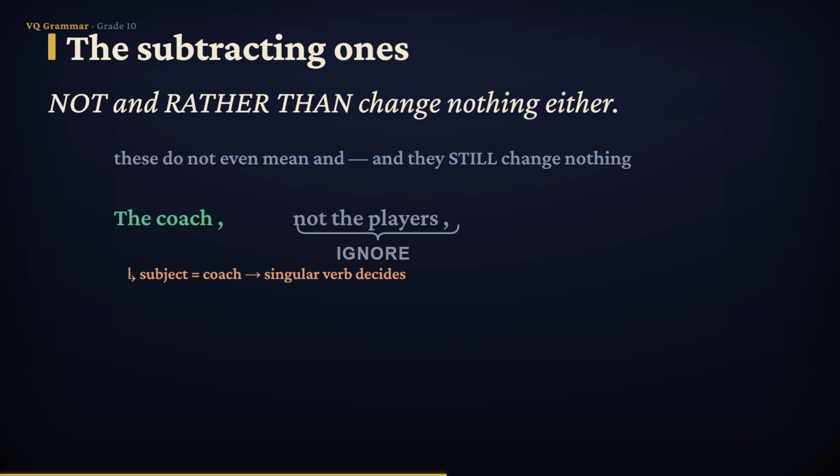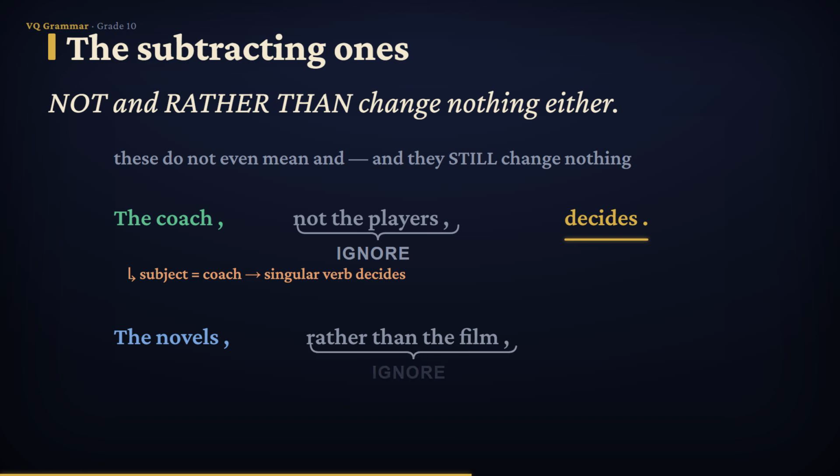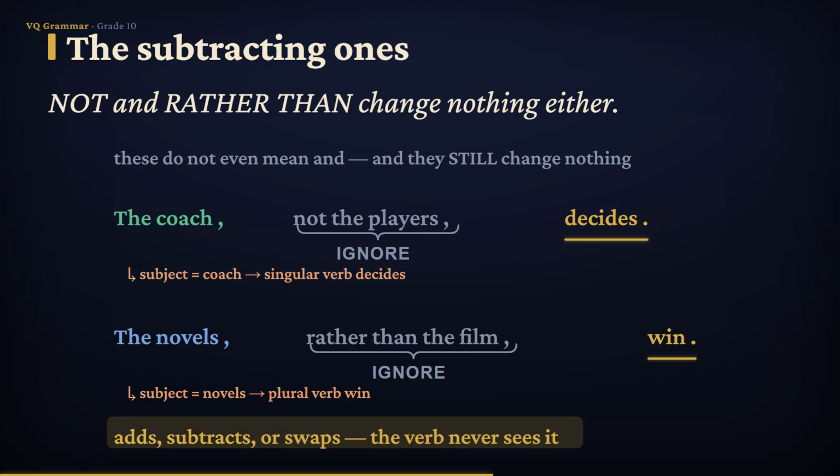Ignore it. The subject is coach, one person, so the verb is decides, singular. Now the other one. The novels, comma, rather than the film, comma, win. Rather than the film swaps one thing for another, but the subject was settled before the comma ever arrived. Novels, plural, so the verb is win. And there is the rule in its widest form. Whatever sits between those commas, whether it adds, subtracts, or swaps, the verb never sees it.